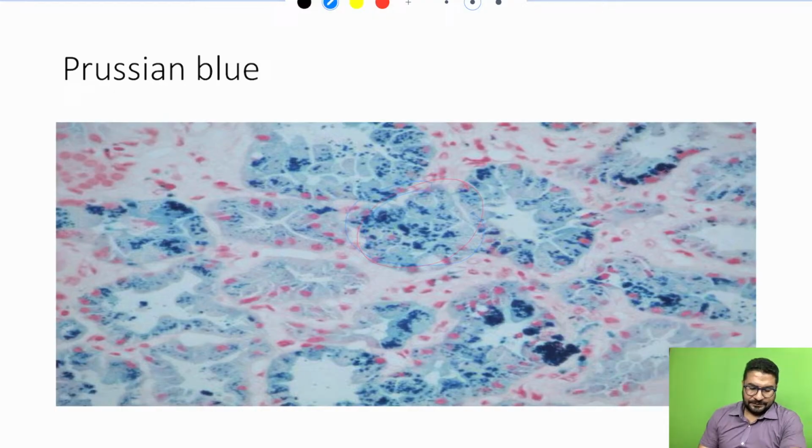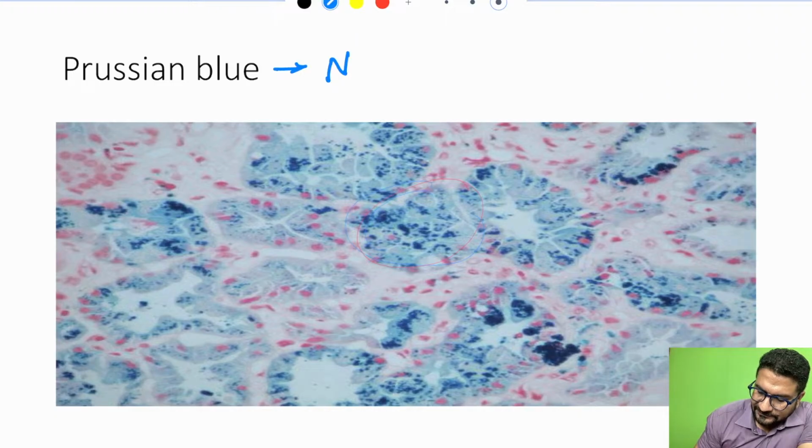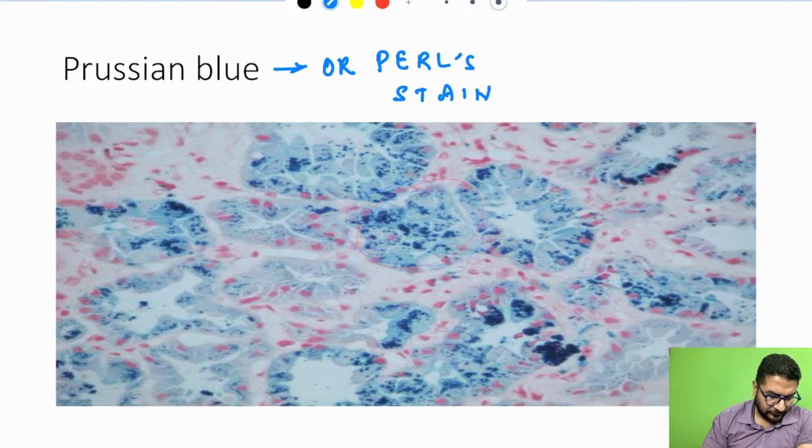Now coming to blue, Prussian blue. This is a blue color stain, Prussian blue. What do we use Prussian blue for, who will tell? Anuj, Rishabh, Shaukat, where do we use Prussian blue? Anyone? It's easy. Prussian blue is also called pearl stain.